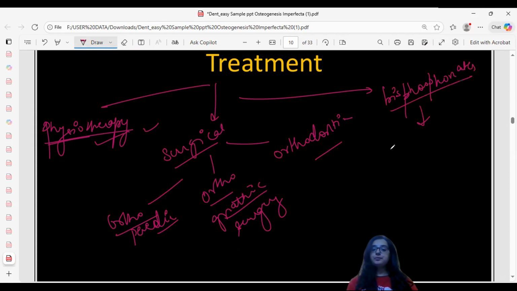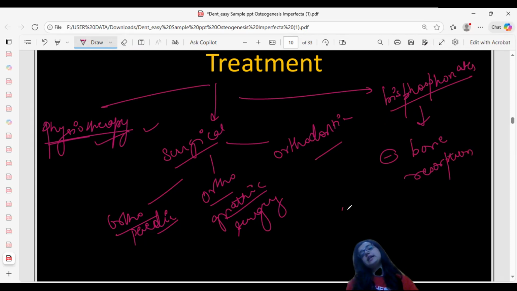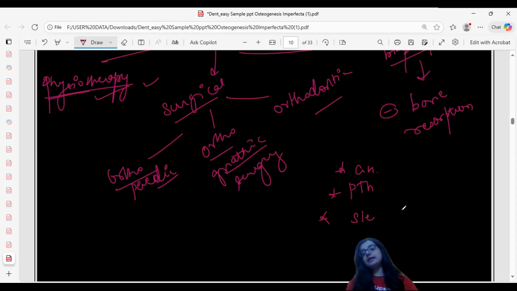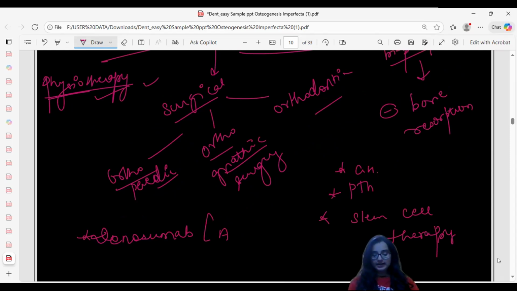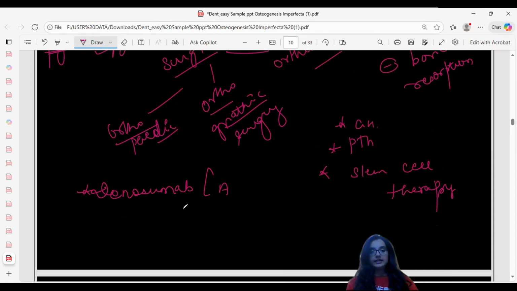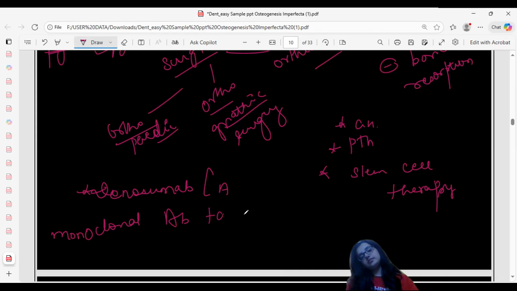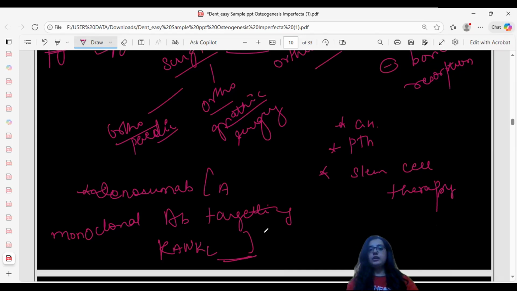So bisphosphonates will inhibit the bone resorption. Other than that, various different therapies can be given. We can give growth hormone, we can give PTH, parathyroid hormone. Then we can go for some stem cell therapy. Then a monoclonal antibody is being given nowadays, called denosumab. It's a monoclonal antibody which targets the receptor activator of nuclear factor kappa. So all these things can be done as the therapy.